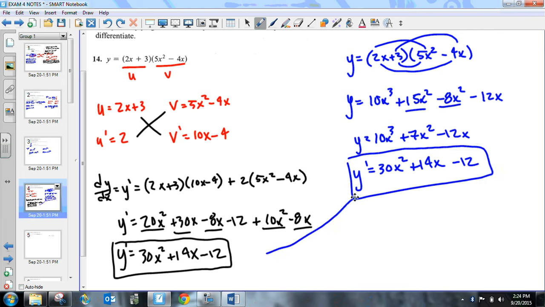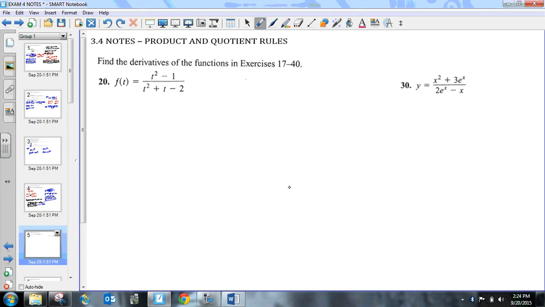Okay, so if you can multiply it out, it's a little bit simpler, a little bit less stressful, I think, than doing the product rule. Sometimes the product rule is absolutely necessary, but if you've got two of these polynomials, I'd go ahead and just multiply them together. So it's the same thing, all right? So either way, it doesn't matter to me, okay? All right, let's take a look at number 20 and number 30, all right?